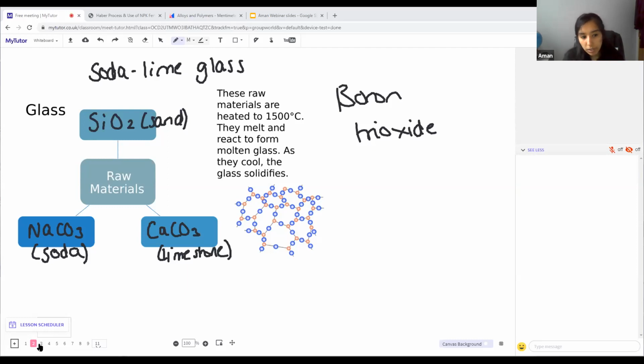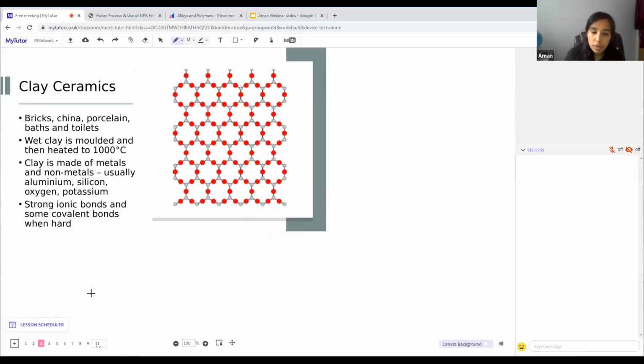So we've looked at glass. The next material I want to look at is clay ceramics. So clay ceramics are used quite frequently. So china, so kind of fancy pottery, china, porcelain, baths, toilets, and bricks can be made from clay ceramics. And what's really important to know about clay ceramics is what some of their properties are. So wet clay, which you might have seen if you've been on a building site or you've seen some building happen where you're living, tends to be quite slimy. And that means that it can be molded.